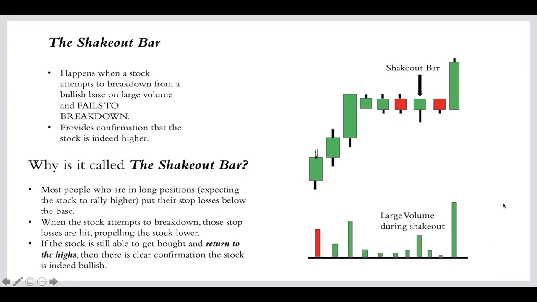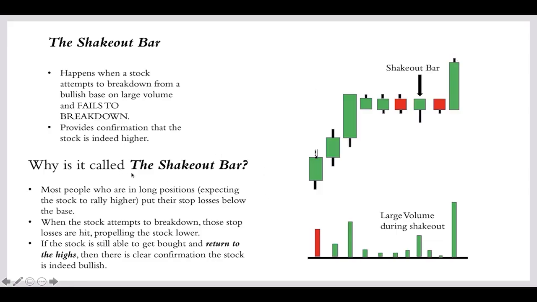Okay. We already talked about the shakeout bar, but let's talk about it again. It happens when a stock attempts to break down from a bullish base on large volume and fails to break down, right? So you can combine volume with the shakeout, where you have a base with low volume. All of a sudden, you get that shakeout bar, this bottoming tail. It triggers everyone's stop losses. We get that drop. We have large volume during the shakeout, and then it comes right back to the highs to finish. And then we continue basing, and then we have the real breakout where we have huge igniting volume, okay?